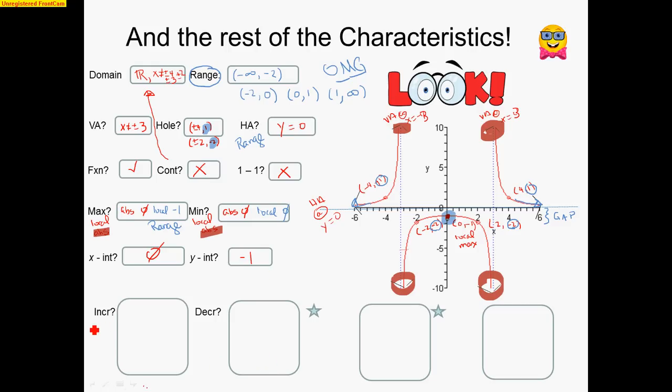What about increasing, decreasing? Remember, those are domain values. Remember this from Unit 2, first characteristic list? Increasing and decreasing are domain values. Look at your domain. You've got 1, 2, 3, 4, 5, 6 bad x's. So when you're increasing and decreasing, I can see what's going on.